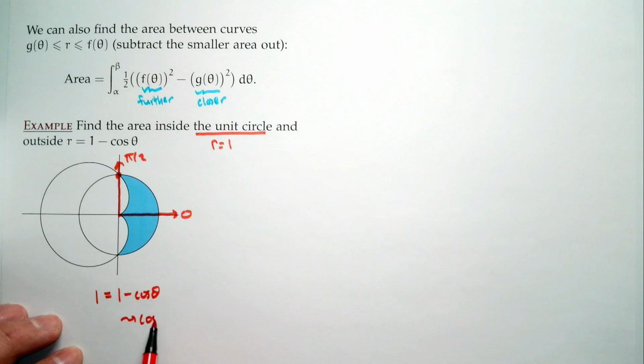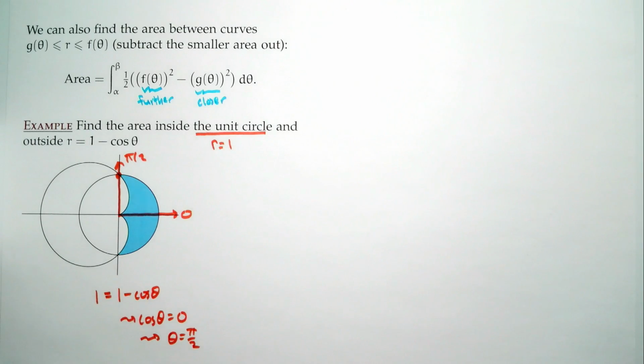We would come to the conclusion that they'd intersect when cosine theta equals 0. And then we say, we know about cosine, and the first time that happens is at pi over 2. So that's how we would do it if we were going to do it, but we don't need to. Okay, so let's work on setting this up.